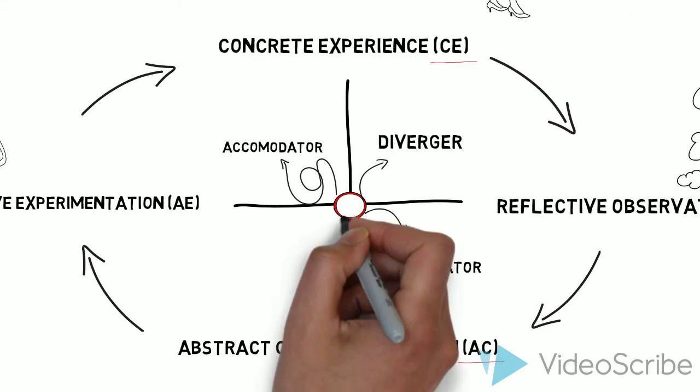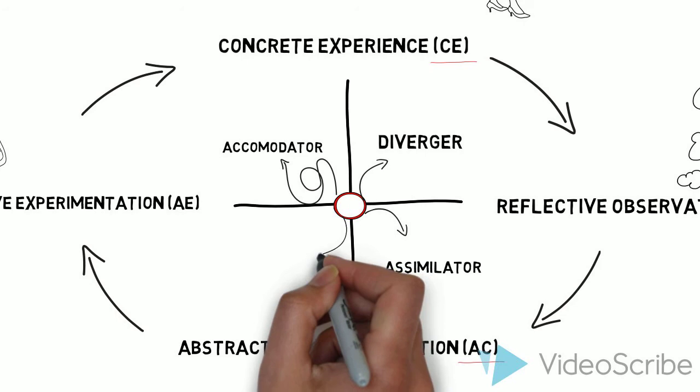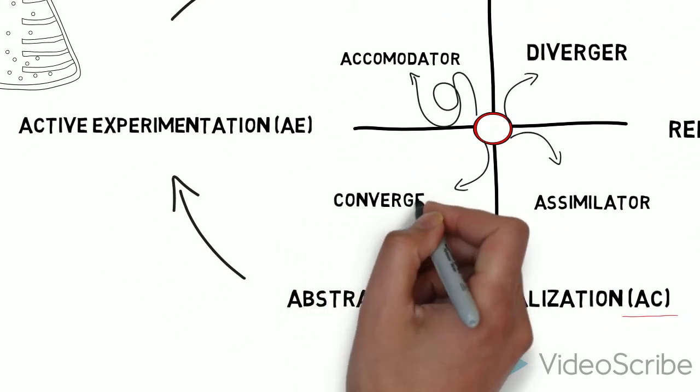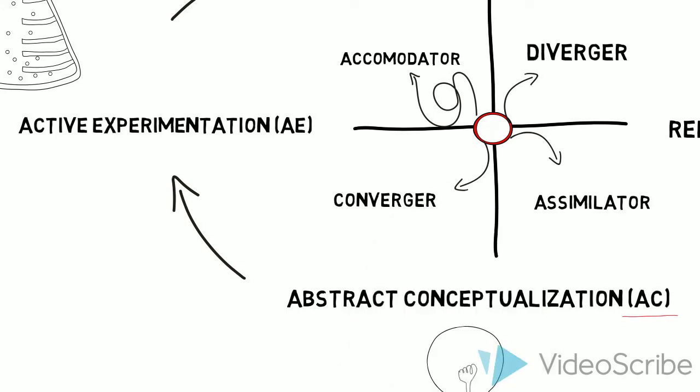If a person's default falls between abstract conceptualization and active experimentation, they are known as the converger. They are the people who use their prior knowledge or use logical reasoning to understand their iPhone. These people solve problems, make decisions, and are logical and reason deductively.